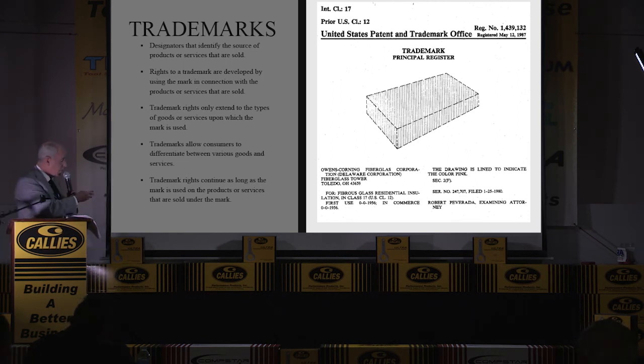On the screen over here, you can see this is a trademark registration. It's owned by Owens Corning Fiberglass Corporation. I think they go by Owens Corning now. It's for fibrous glass residential insulation. And in this particular case, this trademark is for the color pink. We helped Owens Corning get that trademark many years ago, and at the time it was one of the first trademarks that were granted on a color. Very difficult to get and was kind of a landmark trademark registration for Owens Corning.